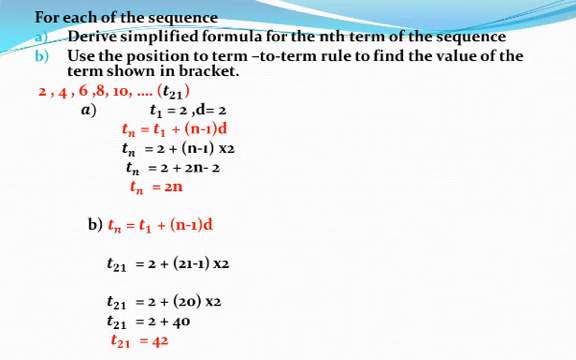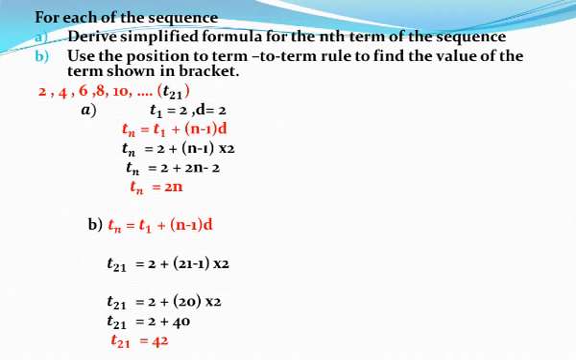Using the general formula Tn to find the nth term, the formula is Tn equal to T1 plus (n minus 1) times D. We can substitute the values for T1 and D in the formula. So we get Tn equal to 2 plus (n minus 1) times 2. Then we get Tn equal to 2 plus 2n minus 2. Simplifying this, we get Tn equal to 2n. So we finish the first question.